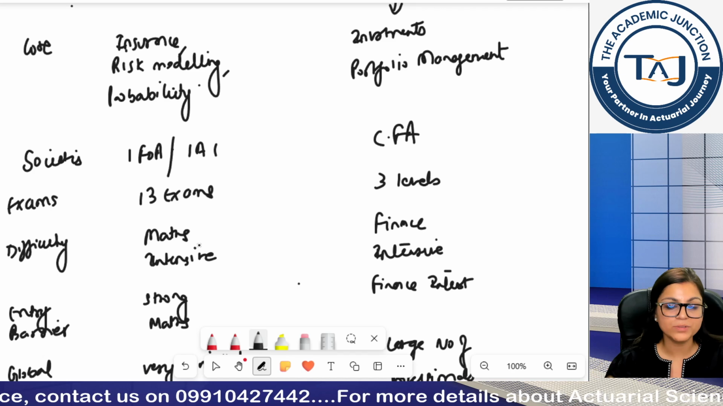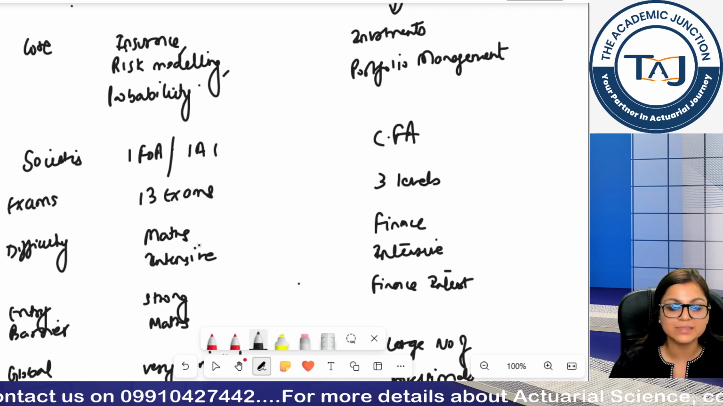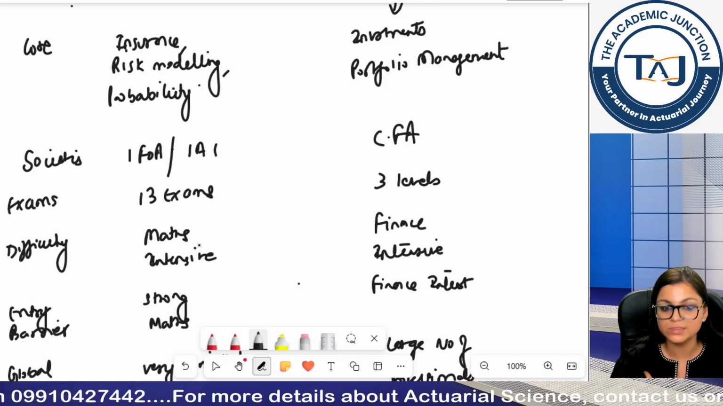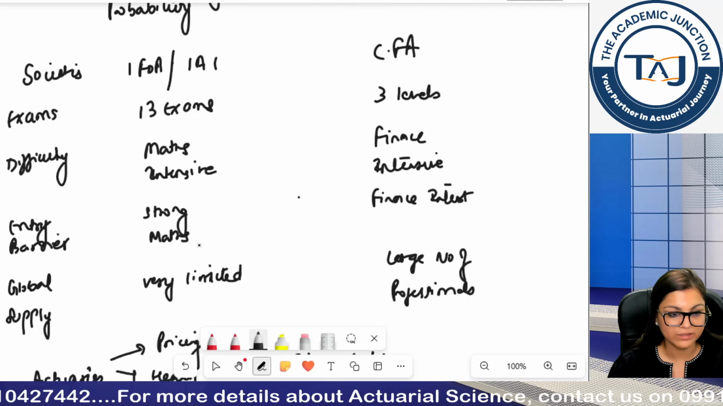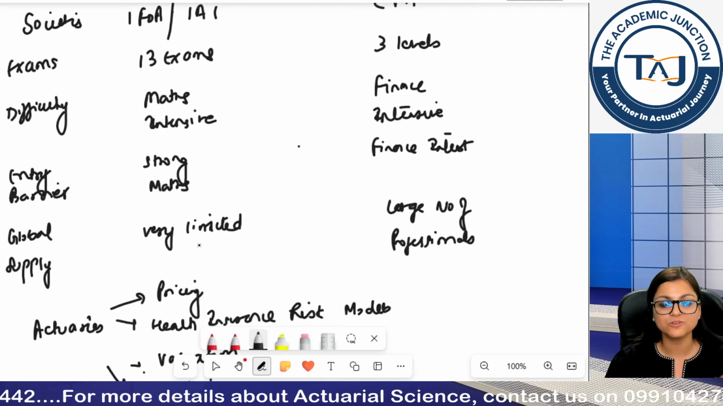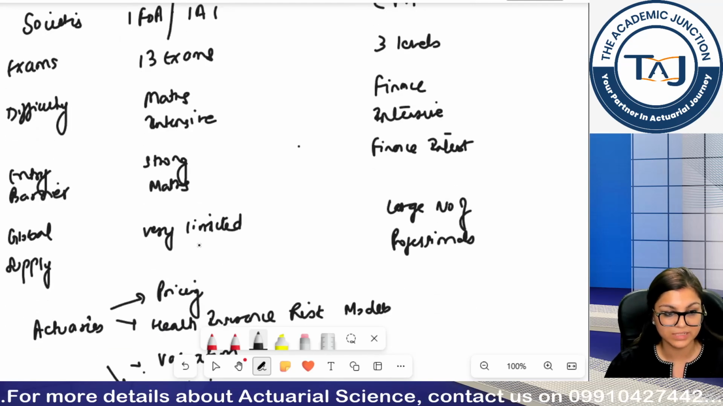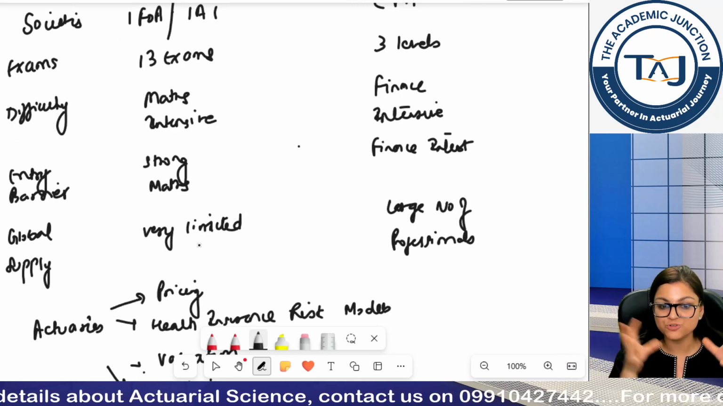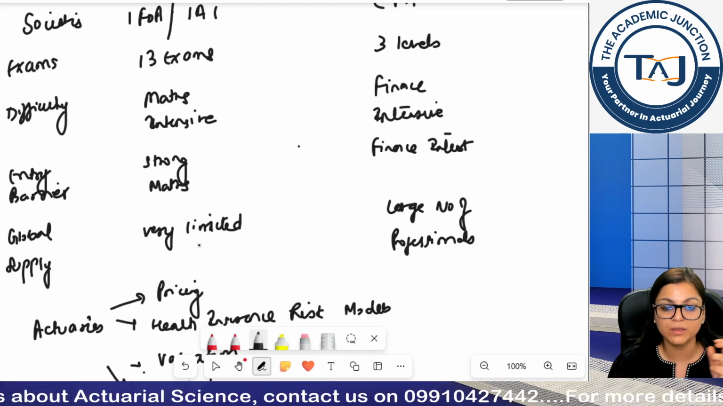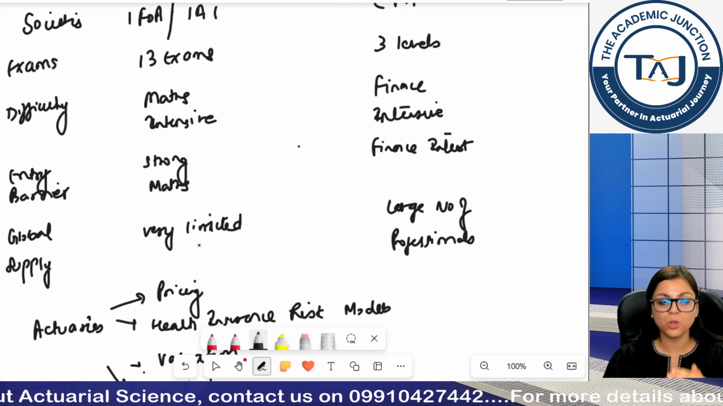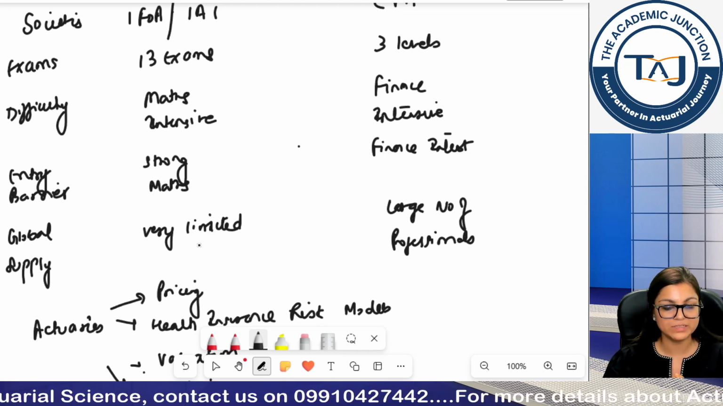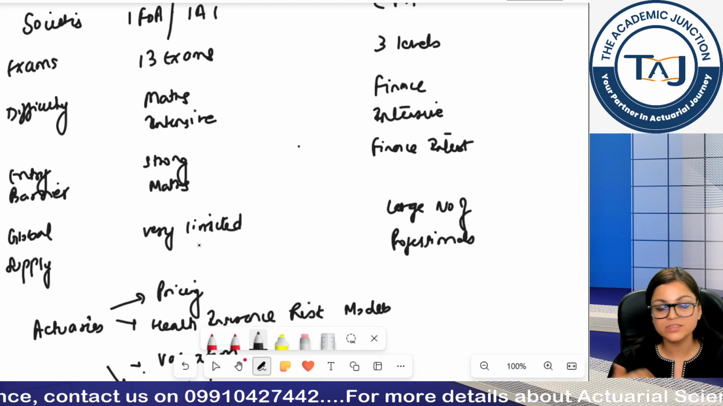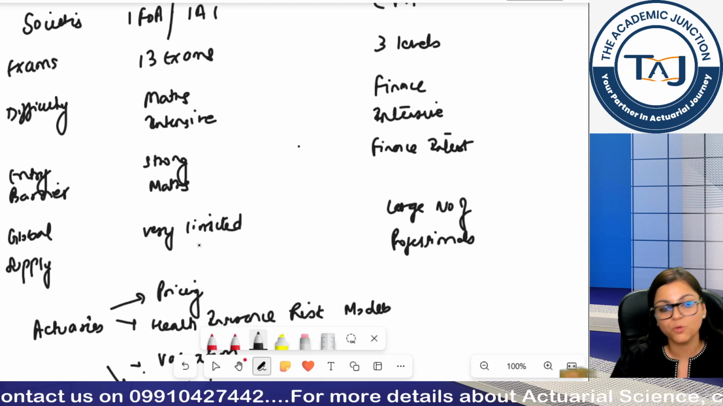Now if I talk about exam levels, we have 13 exams in the actuarial society, whereas in CFA we have 3 exam levels. I will be telling the details of that. If I talk about the difficulty level, actuarial science is a very math intensive career, and CFA is a finance intensive career. The entry barrier for actuarial science is strong mathematics. If you have strong mathematics, strong probability, and strong statistical skills, we advise you to enter actuarial science, whereas if you have a strong interest in finance, go for CFA.